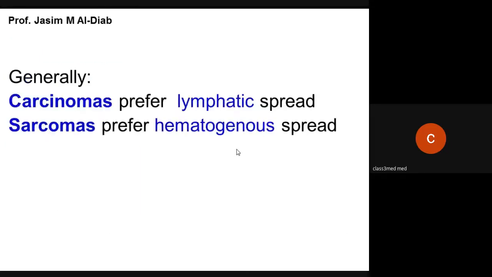Generally, carcinomas prefer the lymphatic route. What's the meaning of lymphatic route? Lymphatic vessels, okay, they metastasize through the lymphatic vessels, while sarcomas prefer the hematogenous route, meaning they metastasize through the blood vessels, okay? And you remember what is carcinoma and what is sarcoma? What is the difference between carcinoma and sarcoma?